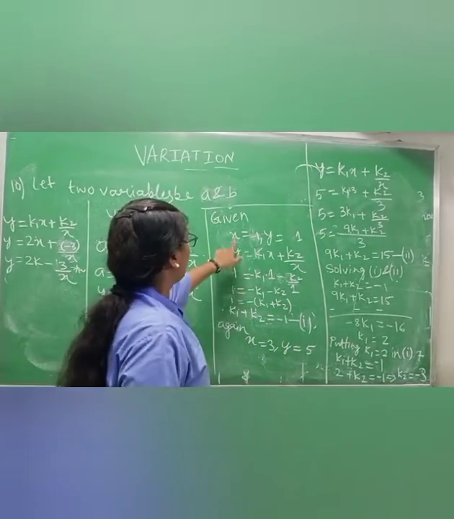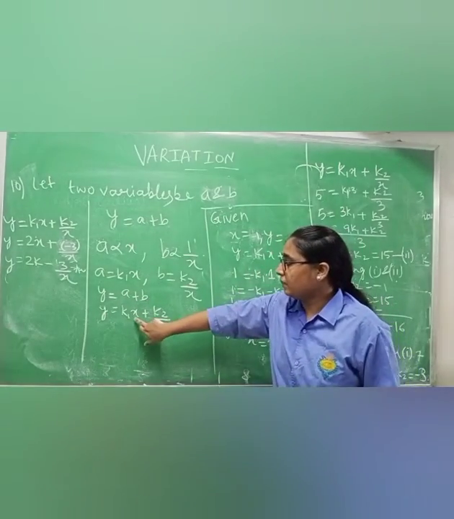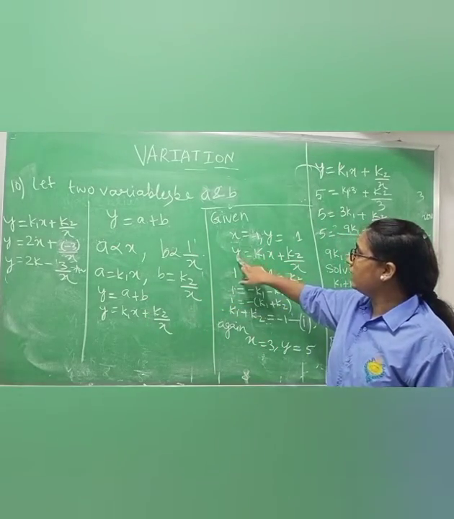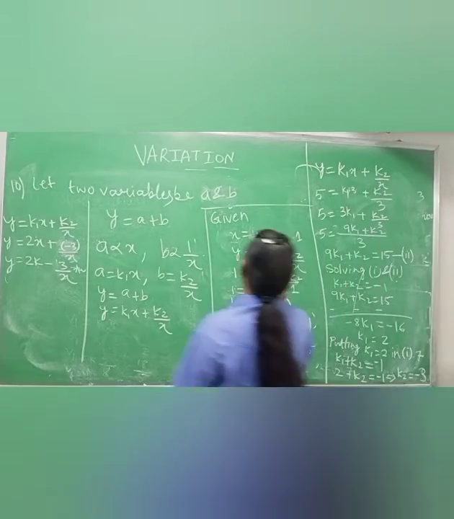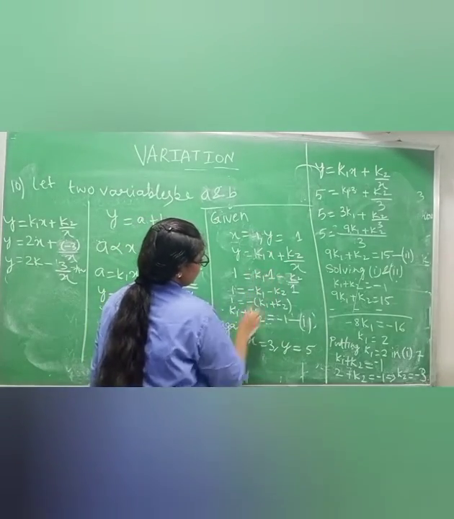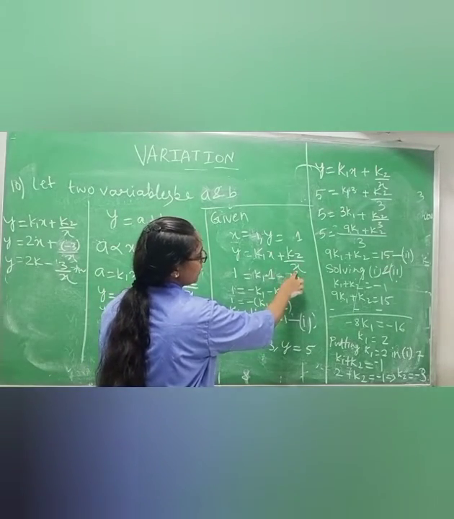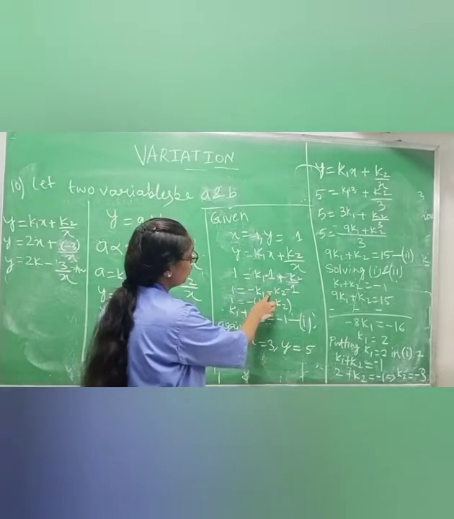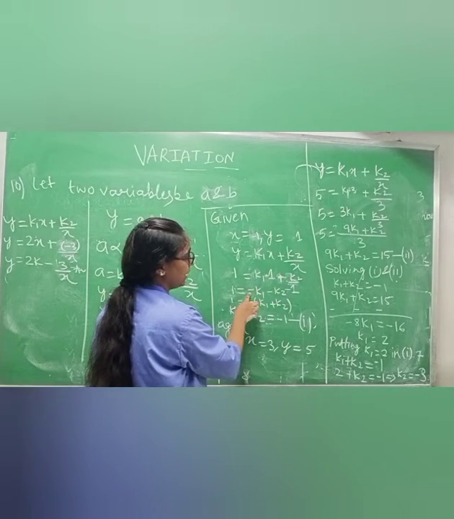So how will you do it? Given x equals -1 and y equals 1. Now what will I do? In place of x I will put -1, and in place of y I will put 1. So here in place of y I am putting 1, and in place of x I am putting -1. Now k2, I am writing in place of x. If you put -1, then k1 into -1 will give you minus k1, and minus k2 by 1 will be minus k2.